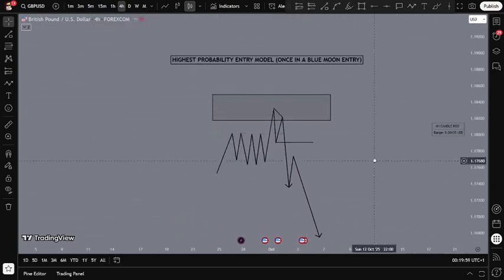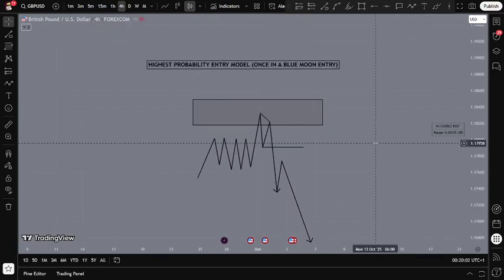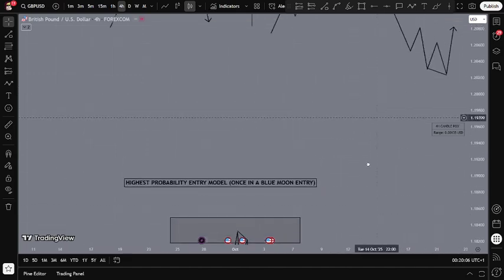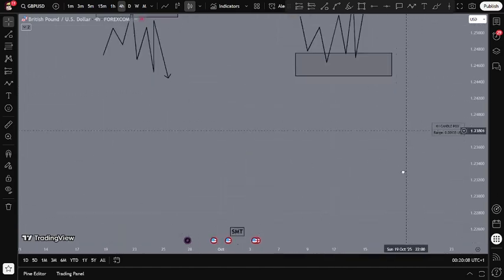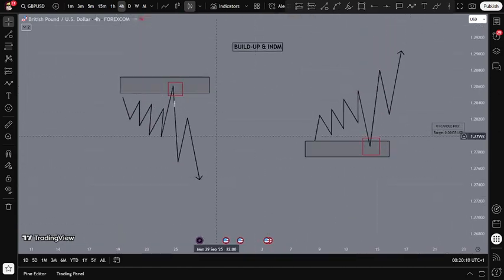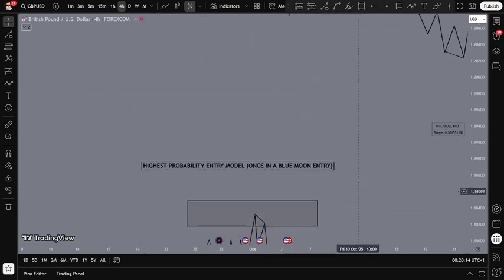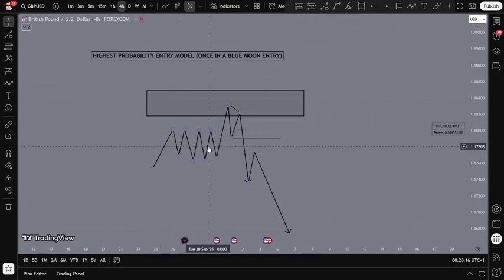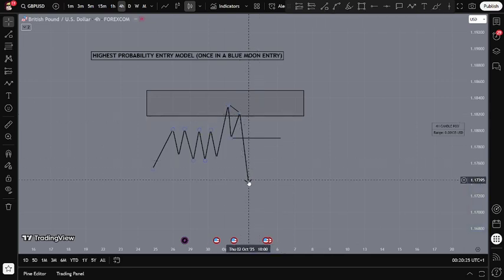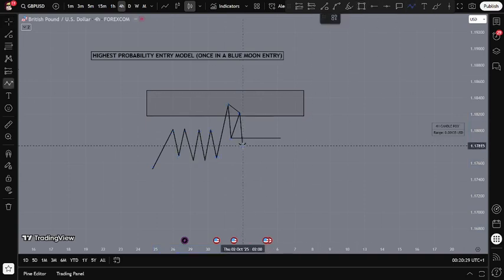And this is the last entry model. It's one of the highest probability entry models, and it happens only once in a blue moon. So basically, it's a mixture of SMT and the build up and then inducement. So here's how it works. So while the market is building up liquidity, and the time it induces it before it breaks this low, it already gives an SMT. So you enter before this low gets broken. So you can already enter from here.